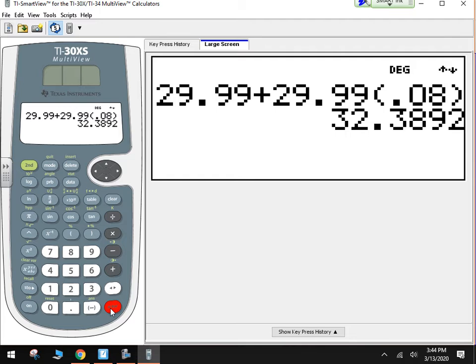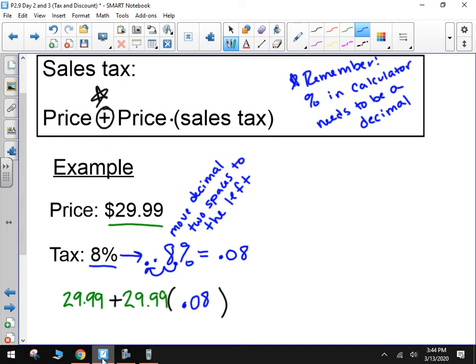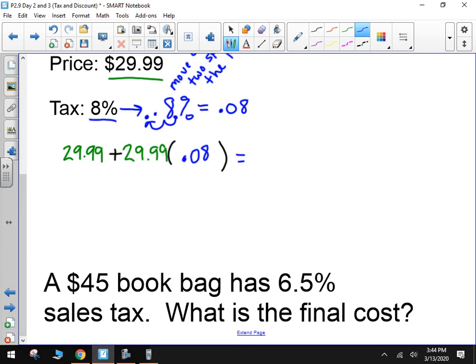Okay? When I round, remember we look to the number after where we want to stop. And if it's bigger than 5, we take this number and we go up with it. So instead of an 8, we're going to write a 9 there. So it should be $32.39. So that's what we're going to write here as our answer. $32.39.